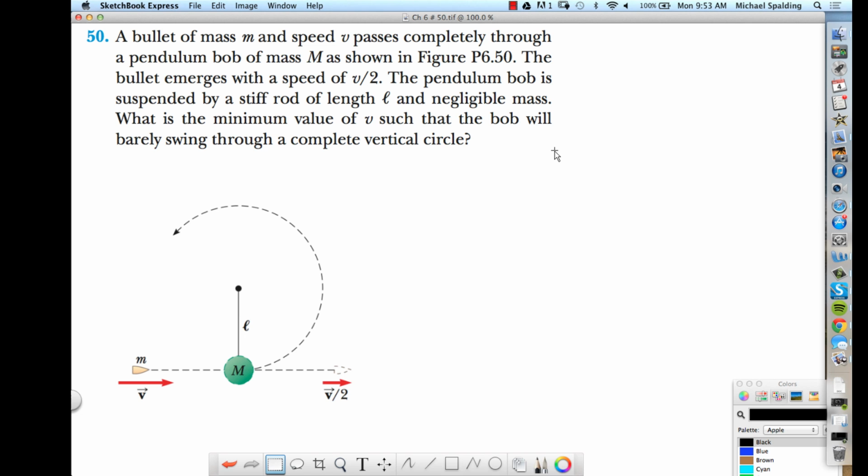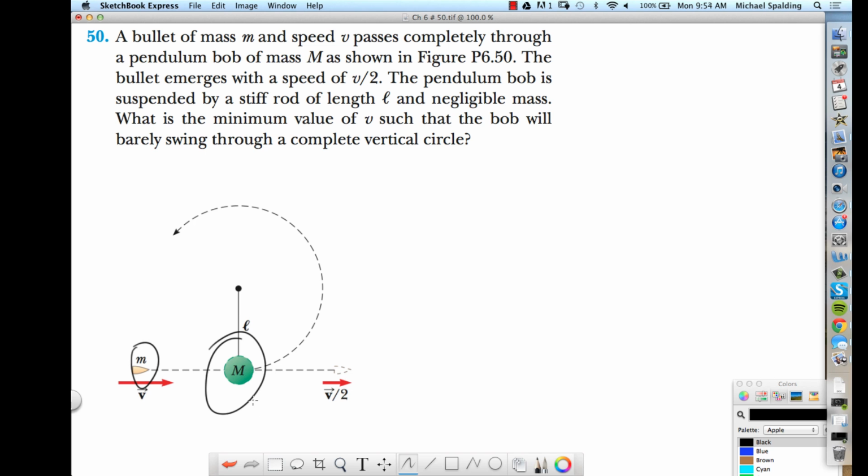All right, so number 50, this is all variables. This whole problem takes place with no numbers. You know, we got big M, little m. I'll be honest with you, I strongly dislike big M, little m, because I get the M's confused. So you got to be really careful. The hanging mass here, this guy is our big M, the bullet is little m.